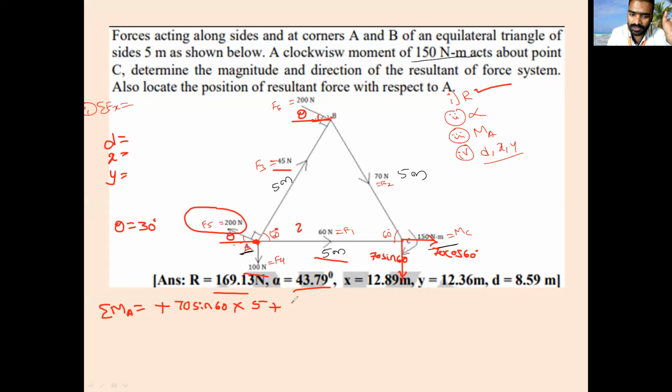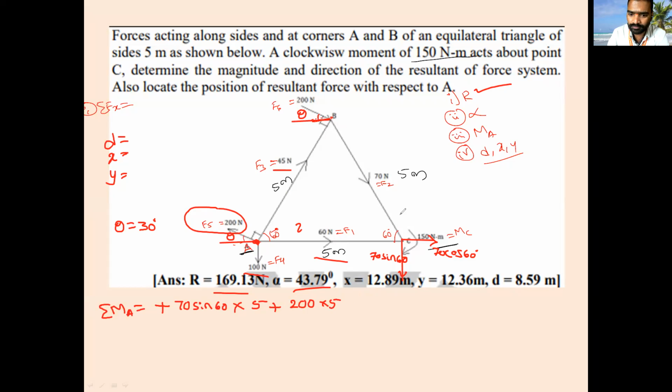Clockwise, clockwise. That is plus 200. What is the distance? That is 5 meter. Next, is it over, all the forces? We have started from F1, F2, F3, F4, F5, F6. Is there any other forces? No, sir. Okay, is it completed?